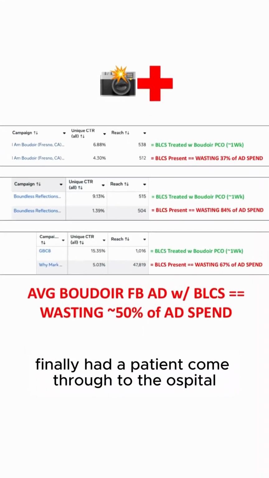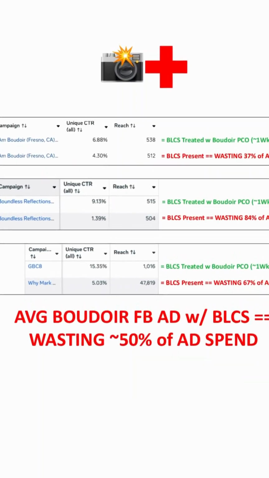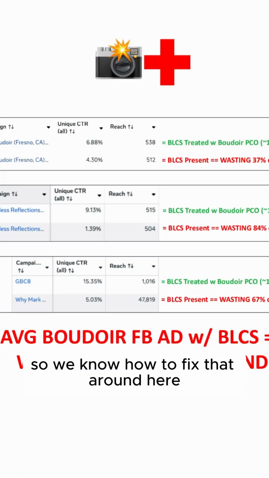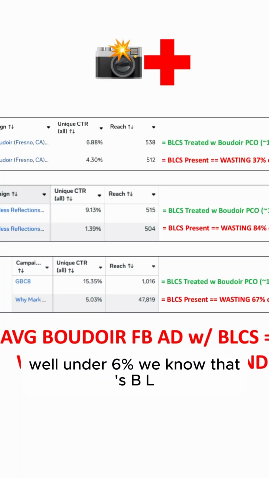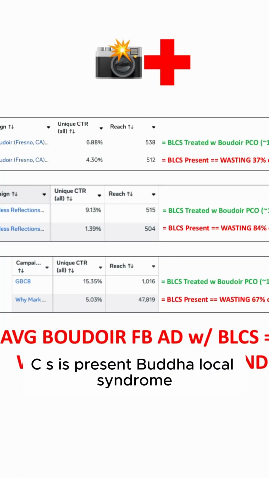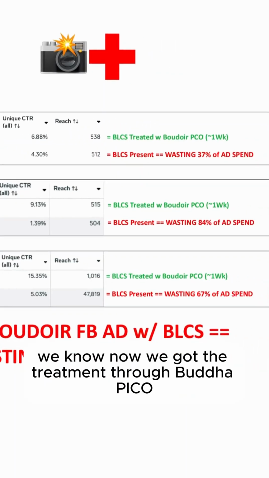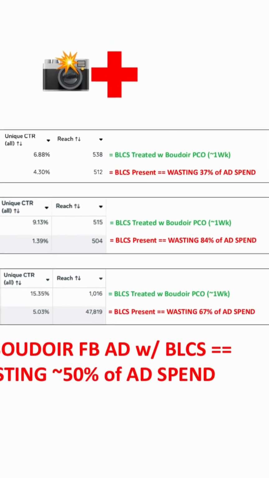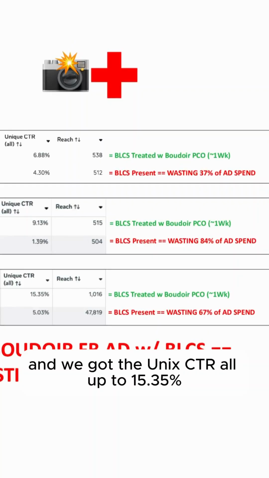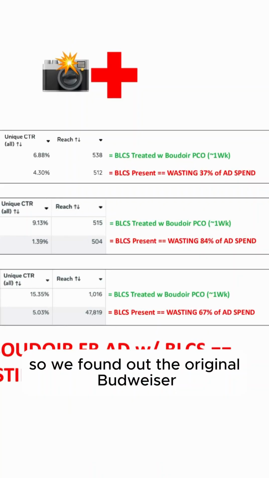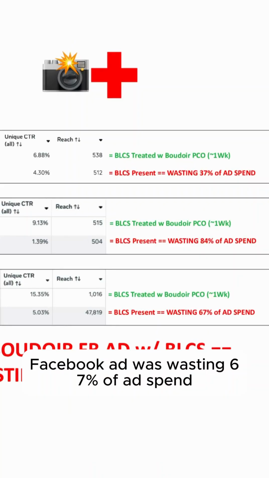Finally, had a patient come through to the hospital. Had a unique CTR of 5.03%. So we know how to fix that around here. Well, under 6%, we know BLCS is present, Boudoir low click syndrome. And after that, we know we got the treatment. Treatment with Boudoir Pico takes about a week. And we got the unique CTR up to 15.35%. So that one was insanely good. So we found out the original Boudoir Facebook ad was wasting 67% of ad spend.